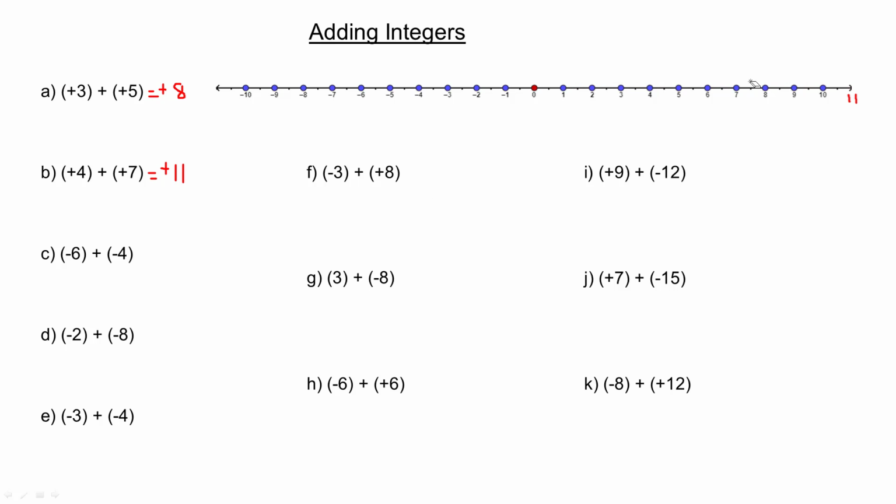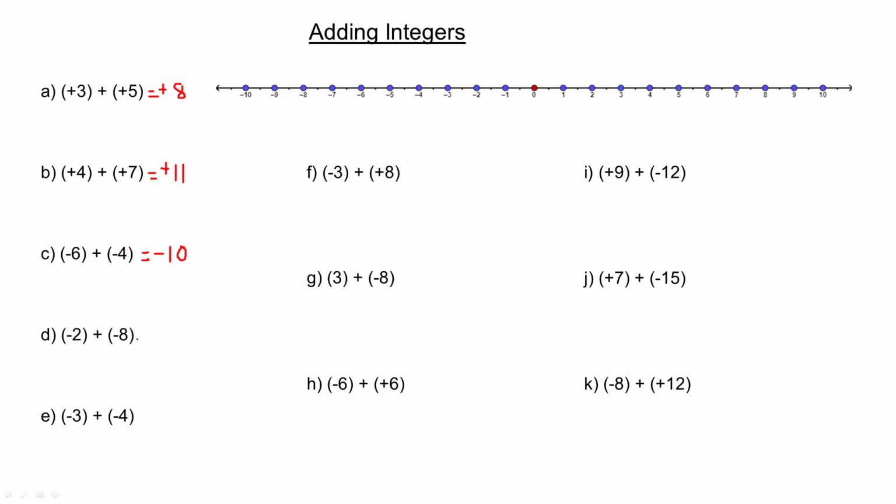So let's erase this. I guess we left the 11 there. Next one's negative 6 plus negative 4. So remember, the negative direction is going to the left. Let's start at negative 6. 1, 2, 3, 4, 5, 6. So that's the negative 6. Plus negative 4. So then I would add 1, 2, 3, 4 more negatives. So notice I'm at negative 10. So that would equal negative 10. Let's erase this.